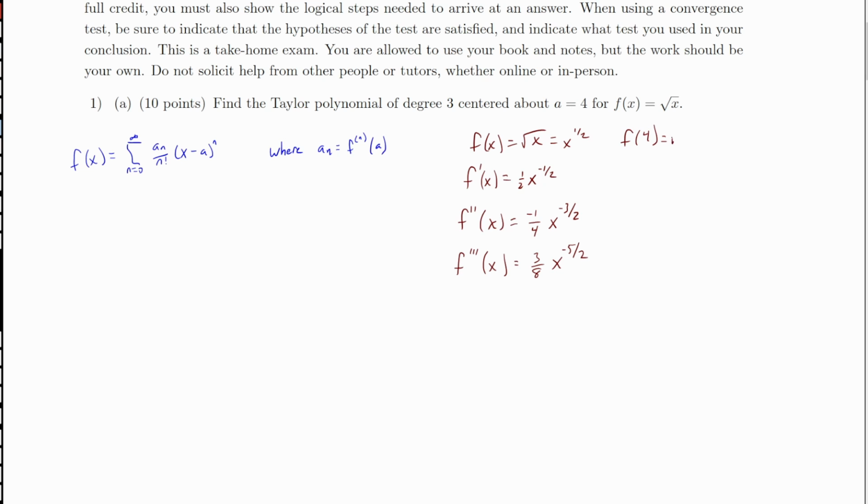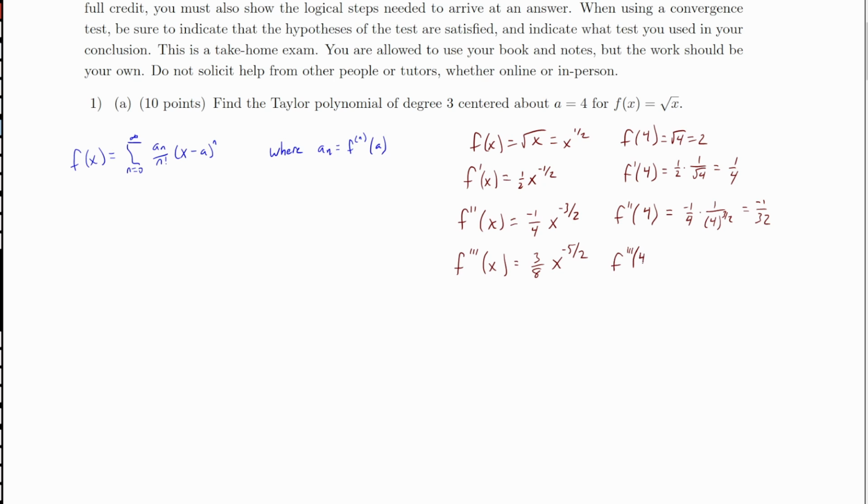So f of 4 is root 4, which is 2. f prime of 4 is 1/2 times 1 over root 4. Root 4 is 2, so this is 1/4. When we put 4 into the second derivative, we have our negative 1/4 out front, and we have 1 over 4 to the 3/2 power. The half power makes it a 2. 2 cubed is 8. 8 times 4 is 32. So we have a negative 1 over 32.